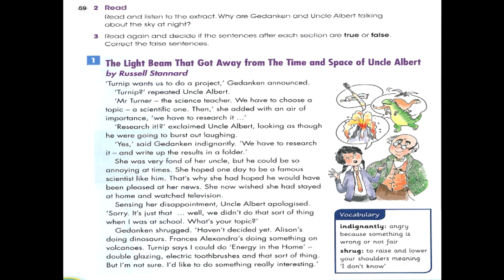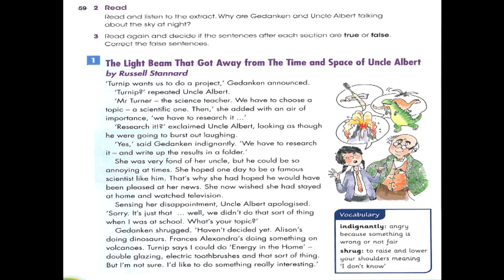Yes. Now we are going to go to exercise number 2. Read and listen to the extract. Why are Gedanken and Uncle Albert talking about the sky at night? Okay, put this question in mind, and after that, read again and decide if the sentences after each text section are true or false. If they are false, correct the false ones. Please follow your books. Track 59.